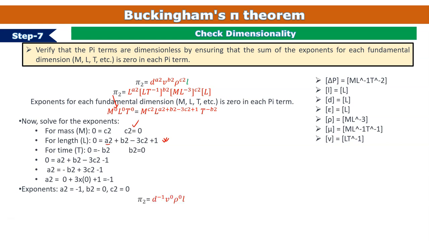Now pi 2 will be d to the power minus 1, v to the power 0 and rho to the power 0 into l. From here we get pi 2 is actually l by d. That is also a dimensionless number, because l dimension is L, d dimension is L, that will cancel out and give 1. So now pi 2 will be l by d.